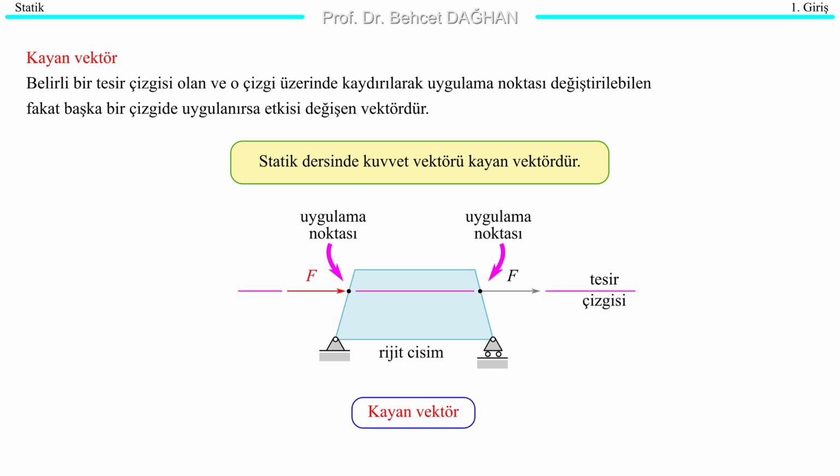For example, in the example in the figure, the support reactions generated by the force F applied to the rigid body change if we change the line of action. If the line of action is shifted down, the support reactions change. If it is shifted up, the support reactions change. However, the F force on the left and the F force on the right do not change the support reactions even though the application point changes. The same reactions arise. In statics, the force vector is a sliding vector.